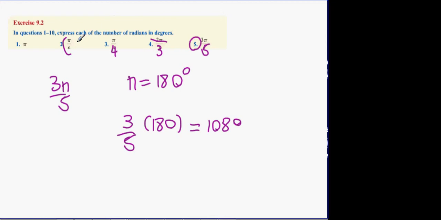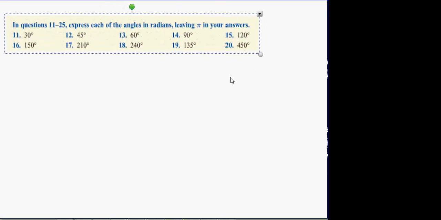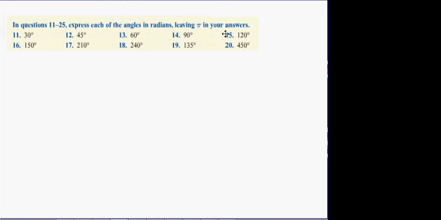What about pi over 6? Pi over 6 is basically going to be a sixth multiplied by 180, which gets me 30 degrees. That's how you do those questions. Very easy. Okay, next type of question. In questions 11 to 25, express each of these angles in terms of pi, leaving your answers in pi.